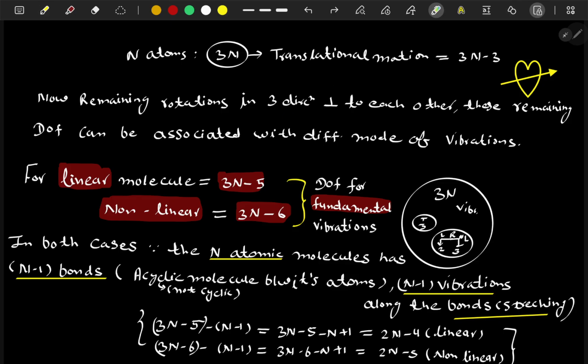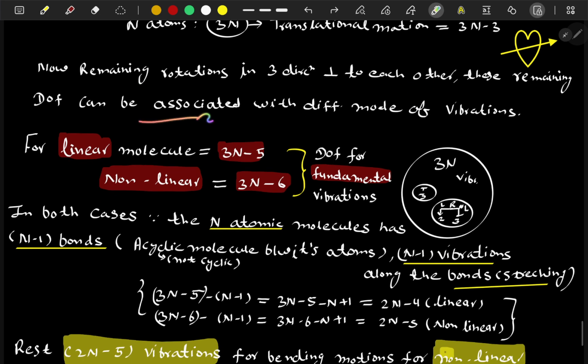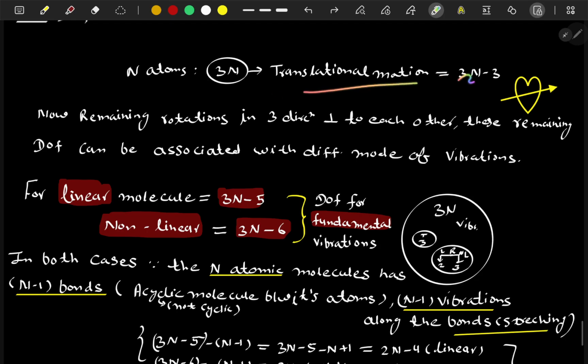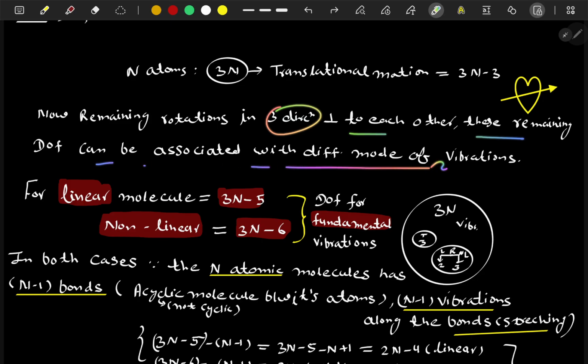Now let's move forward. The remaining are rotations in 3 perpendicular directions to each other. These remaining degrees of freedom can be associated with different modes of vibration. So we have translational degrees of freedom 3, total is 3n minus 3, and the remaining is 3 in directions perpendicular to each other.